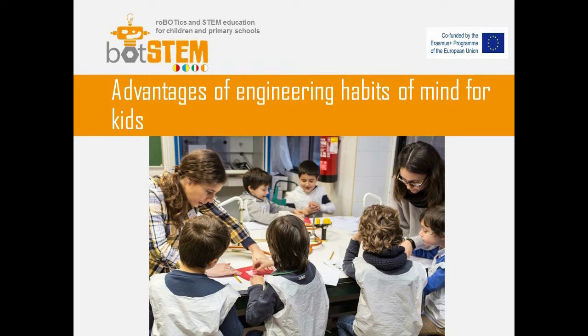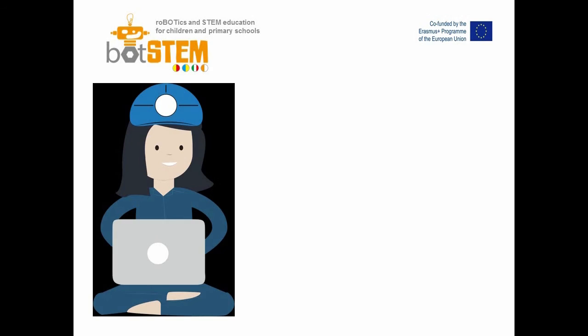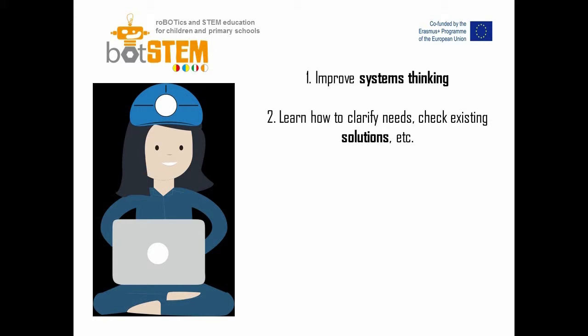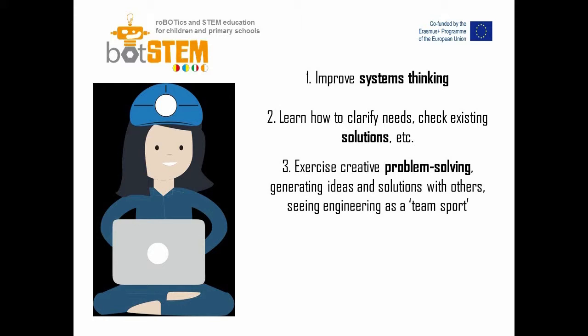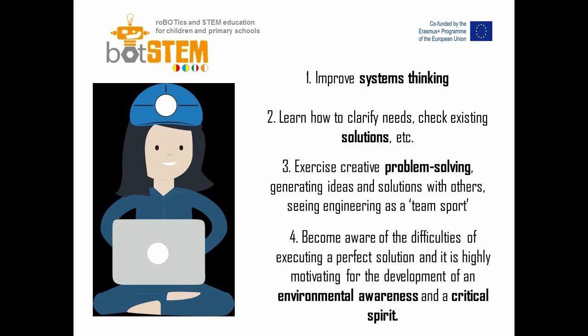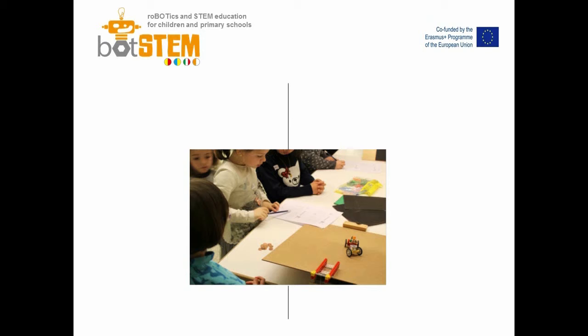In the case of the engineering design process, kids improve their systems thinking. They learn how to clarify needs and check existing solutions. They exercise creative problem solving, generating ideas and solutions with others, seeing engineering as a team sport. And they become aware of the difficulties of executing a perfect solution, and it is highly motivating for the development of an environmental awareness and a critical spirit.